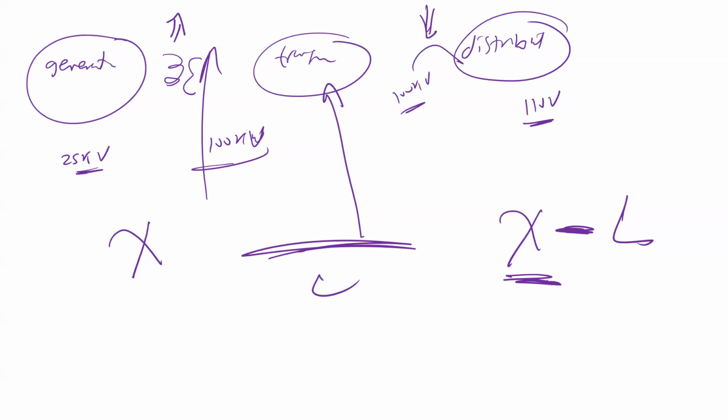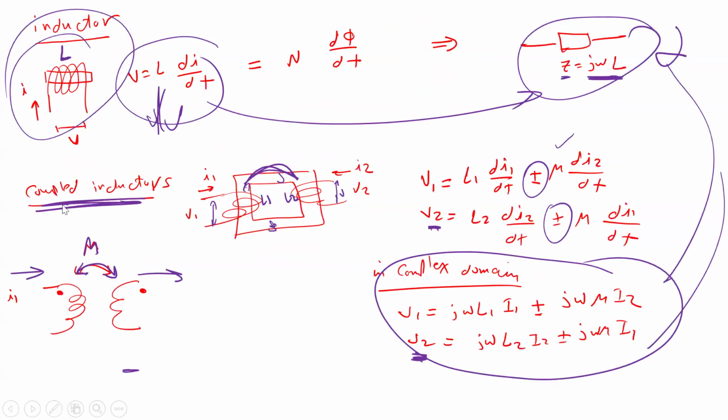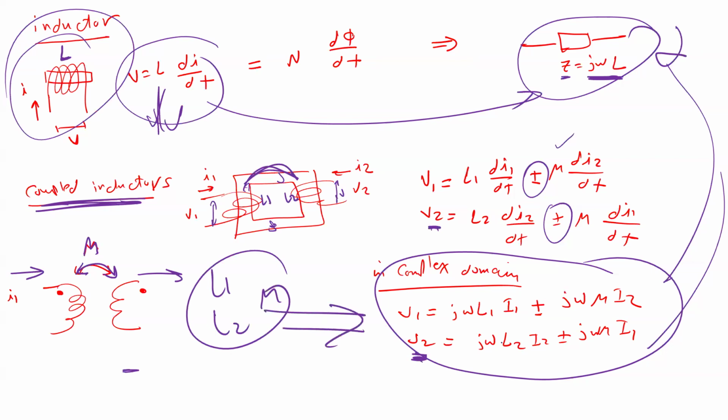Okay, transformers. Any questions? Let me tell you the conclusion before I give you an example. The conclusion: if the circuit has a coupled inductor, we are going to use this. You will be given L1, L2, and M. And then I will show how we can use these formulas to analyze the circuit.